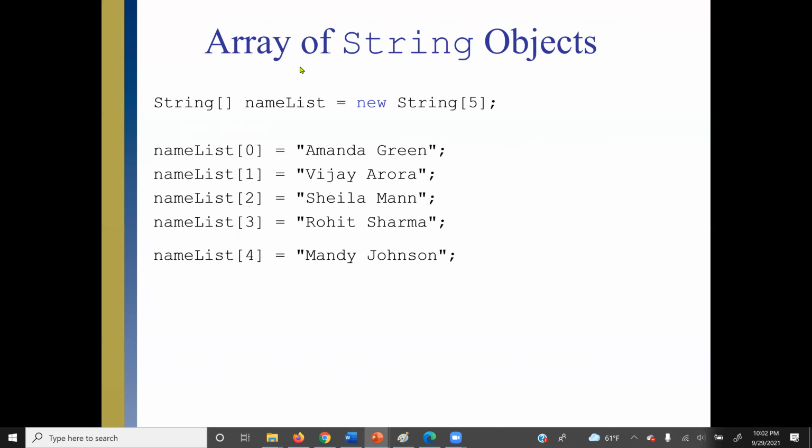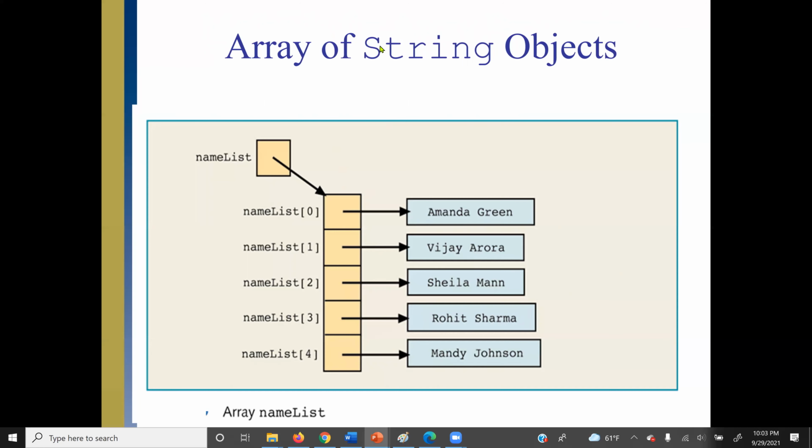So we also can have an array of string objects. For example, we have an array named list. The size is 5, and the data type is String. So you can take Amanda Green, Charlie, and so on, because these are all strings. As we know already, strings have to be in double quotation marks. So this is the string object, the name list. The size is 5, so we go from 0 to 4. And these are the values, or the names, that we assign to each index of the array.